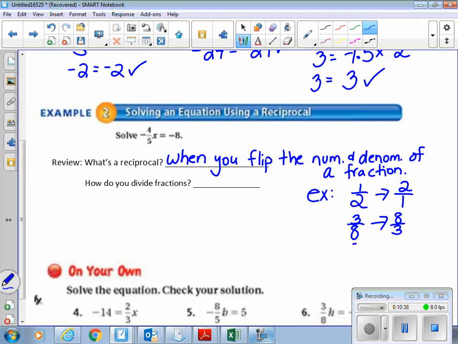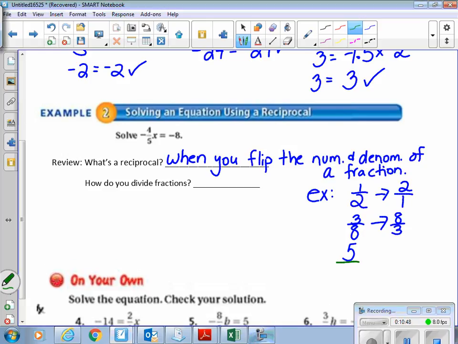If I have the whole number 5, its reciprocal, I would have to think of how do I write 5 as a fraction. First off, all whole numbers can be written over 1 to make it a fraction. Therefore, its reciprocal would be 1/5. This should be review. And one more.